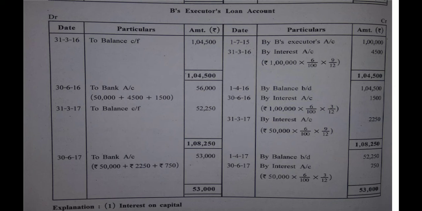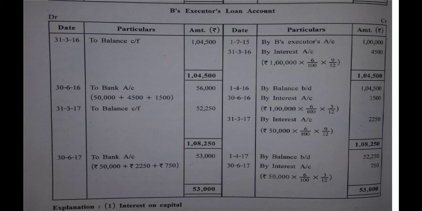You see the total on both the sides, 1,04,500. The total of the credit side is of course higher. This is the reason it is written on both the sides. And on the debit side you can see 31/3/16 to balance carried forward, 1,04,500. This becomes the opening balance for the next year. The new accounting year 1/4/16, by balance brought down. I'm reading on the credit side.